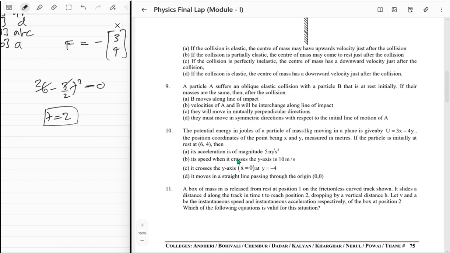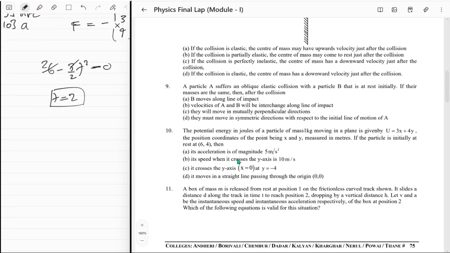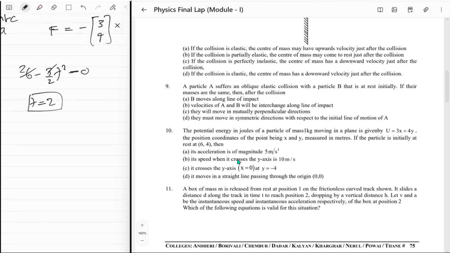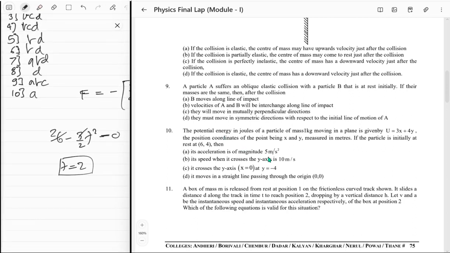Then what will its speed be? Initially it is 0, so then what will it be? It's going to be -6,8, right? I can say negative of 6,8. Then the speed is 10, of course. The B is also correct.